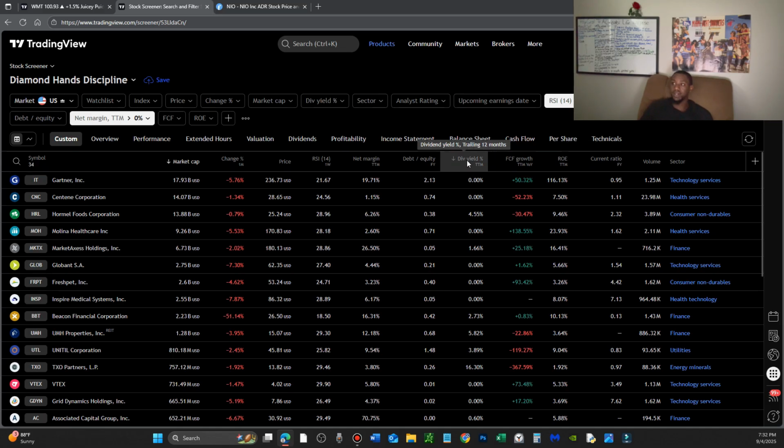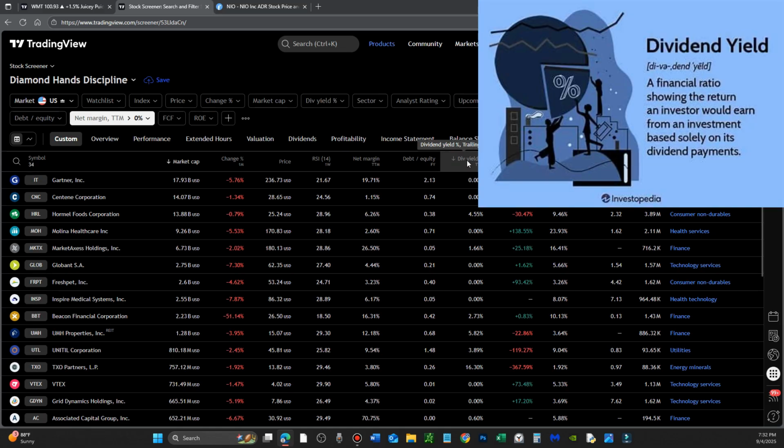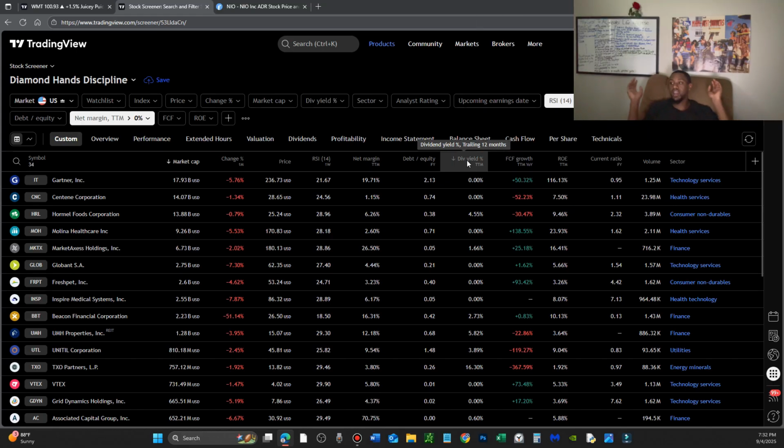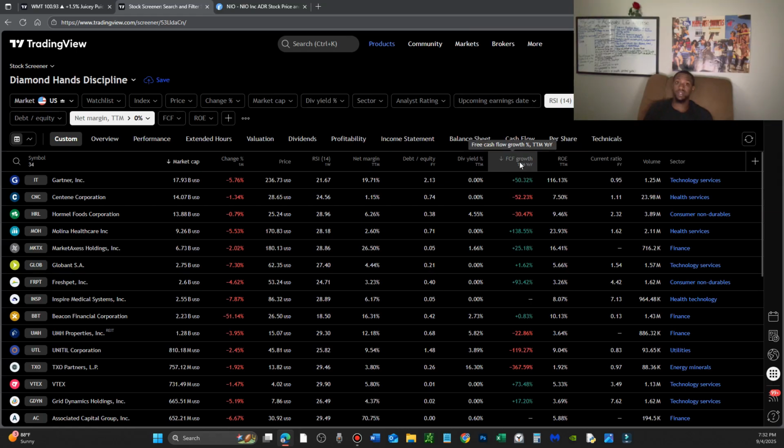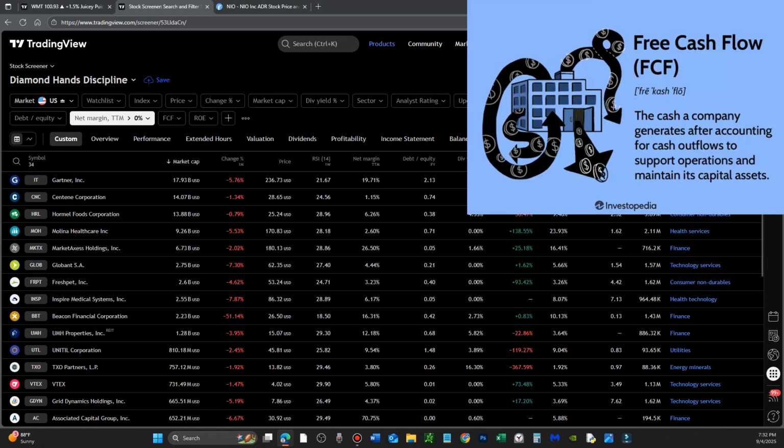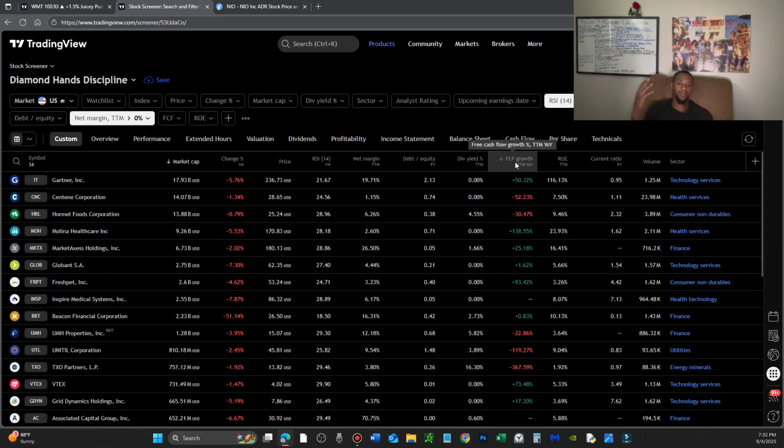This is important because if you're a dividend investor, you're going to want to see your dividend yields. I ain't really a dividend investor, but I do love to see dividend yields because the more dividend, the more free money. Debt to equity is great to use because you don't want any company with high debt versus equity. Free cash flow is great because it's great to see a positive free cash flow as extra confirmation.